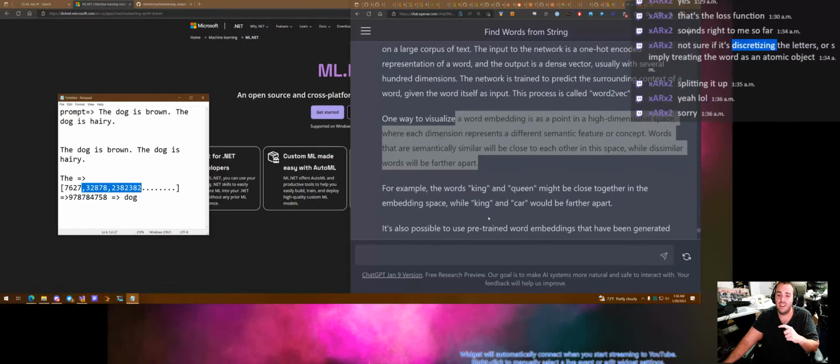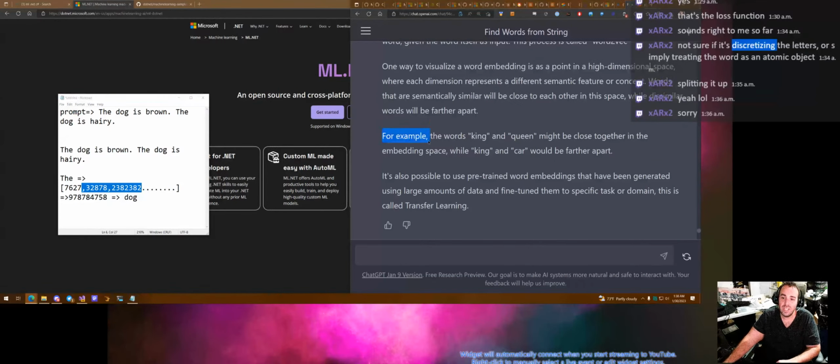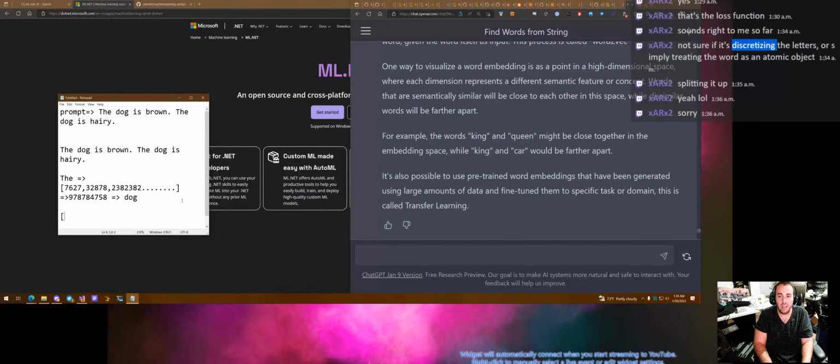And I like here. So for example, the words king and queen might be close together in the embedding space, while king and car would be further apart. So I thought of this as, if you were to plot in n-dimensional space all of the points within the vector, all of the features, things that are more related would be physically closer together in the dimensional space. Like in their example, king is close to queen. So let's just pretend the word embedding for king looks like this.